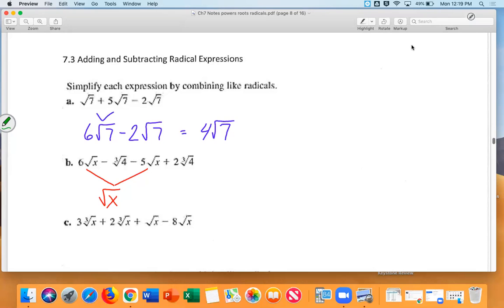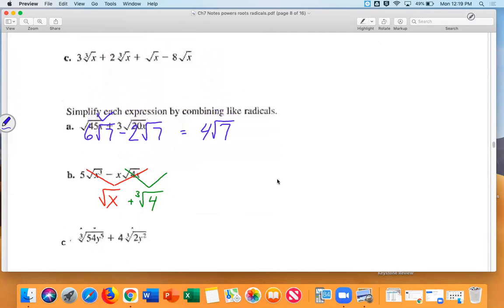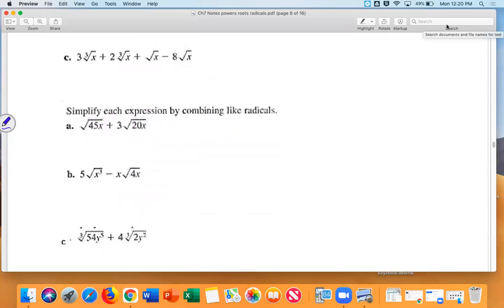Okay. Now, Justin, we have negative cube root of 4 and positive 2 cube root of 4. That is correct. Not bad so far, right? Pretty straightforward. All right. And in C, we have 3 cube root of x plus 2 cube root of x plus root x minus 8 root x.